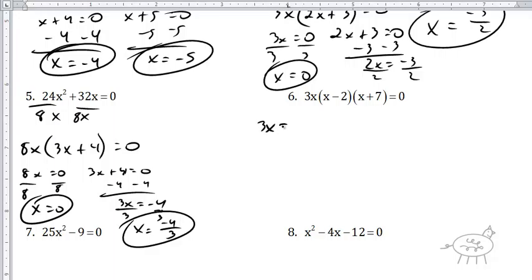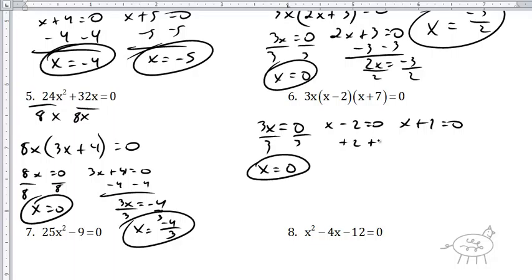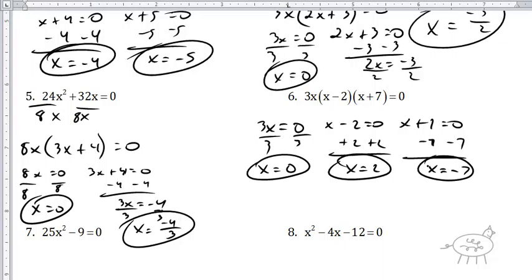Number 6 is a gift. It's already factored. 3x equals 0, x minus 2 equals 0, and x plus 7 equals 0. So this one, divide by 3, x equals 0. This one, add 2, x equals 2, and this one, subtract 7, x equals negative 7. Pretty easy.